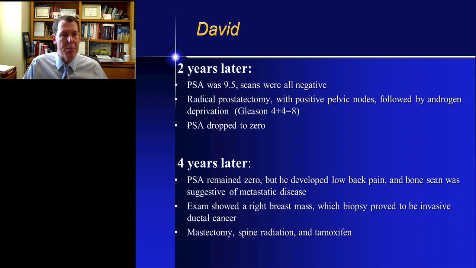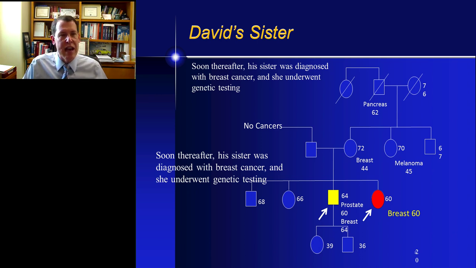So this gentleman had prostate cancer and now has male breast cancer. So there should be a red flag that goes up. He has a mastectomy, spine radiation, and tamoxifen. But a red flag didn't necessarily go up at this point in time until David's sister was diagnosed with breast cancer. Well, the breast surgeons and the gynecologists were more on the ball at that point in time, at least, than the urologist or the doctors who were caring for David with prostate cancer.